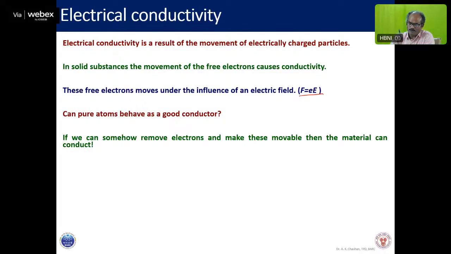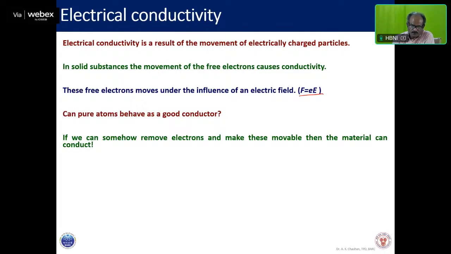Because in every atom, all the electrons are bound to the core, and therefore there is no free electron available. So even if you have an atom of gold, silver, or copper, which are generally good conductors in bulk form, in the atomic state there will not be any conductivity, because conductivity is due to the presence of free electrons, and normally in all atoms the electrons are bound to their nucleus, so they are not free. So a pure atom will not be conducting.